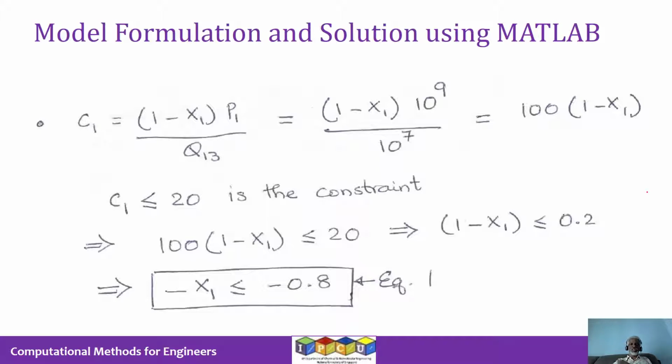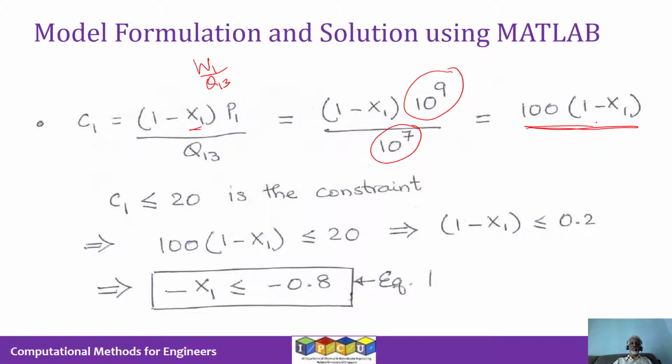So we know C1 is equal to (1 minus x1) times P1 by Q13. This is nothing but W1 by Q13. That is C1. So in terms of x1, it is good to put it in terms of x1, x2, x3, and x4. P1 is given to be 10 to the power of 9. Q13 is given to be 10 to the power of 7 in appropriate units. Therefore, I can write C1 is equal to 100 times (1 minus x1). So C1 equal to 100 times (1 minus x1) comes from the mass balance written for the pollutant.